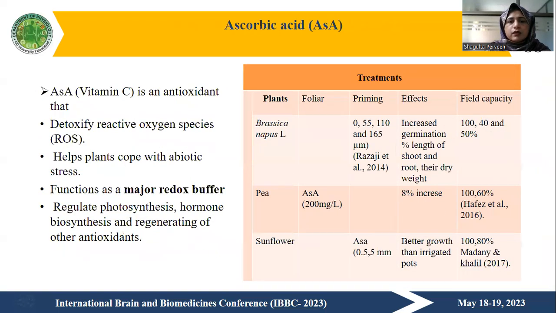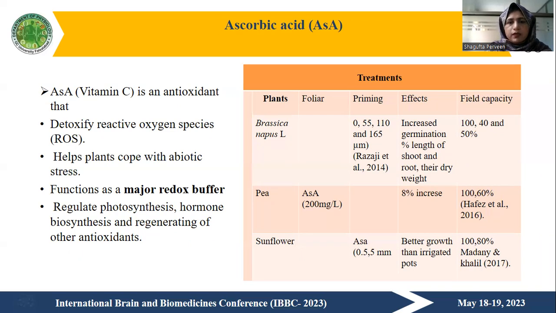It increases leaf area, plant height, biomass, and chlorophyll contents in crops. Ascorbic acid, also known as vitamin C, can detoxify reactive oxygen species and improve growth of plants under different abiotic stresses. It functions as a major redox buffer, regulating different metabolic processes like photosynthesis, hormone biosynthesis, and regeneration of other antioxidants.